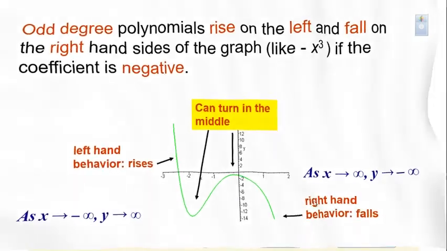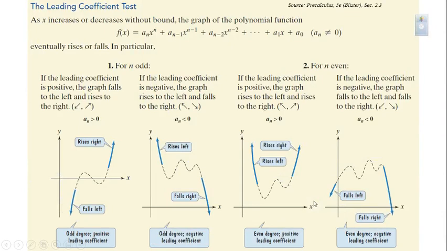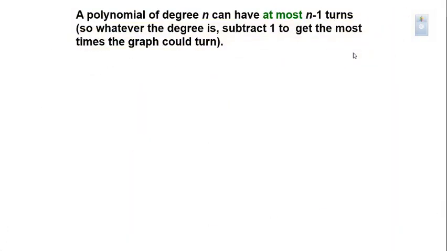And here's a quick little summary that is taken from the book Pre-Calculus 5th edition by Blitzer. This is found in section 2.3. A nice summary of what the end behavior does when you have a polynomial. They call it the leading coefficient test because this information comes from the leading coefficient. Now let's move on to what happens to the graph additionally.